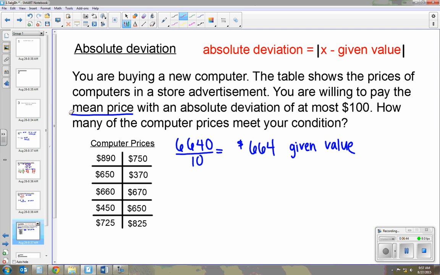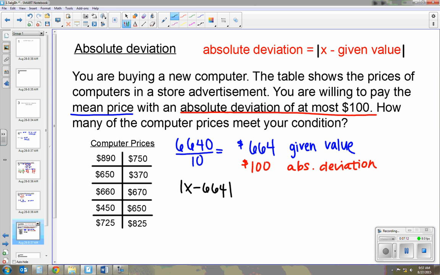And then I tell you the absolute deviation is at most $100. So $100 is our absolute deviation. So now we can write an equation with these two pieces of information. We're going to use the absolute deviation and the given value. It says at most, so we're going to say the absolute value of x minus 664, because that's your given value. And you're not willing to pay more than $100, so we're going to have this as being less than or equal to $100. Since it's less than, this is going to be an and.